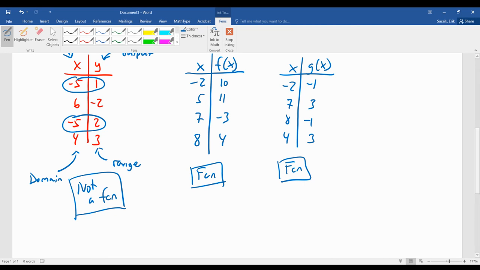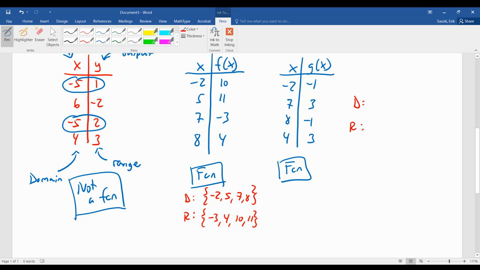Now, something else you're going to be asked to do is determine the domain and range. So let's go up. The domain is just the listing of the x values, and you list them in order from lowest to highest. So that's it. Range is the y values, and you go from lowest, which would be -4, to highest.